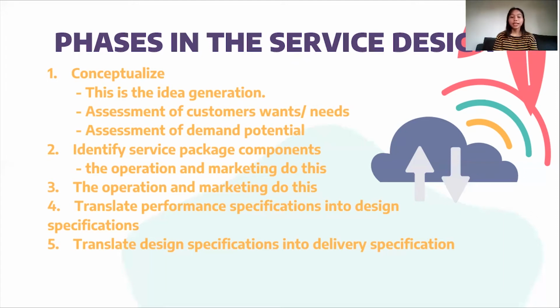And lastly, translate design specification into delivery specification. This is the list of characteristics of a commodity that must be met in order to settle futures or options contracts traded on organized exchanges. The characteristics include the quality, commodity, the size, and where the physical product must be delivered.